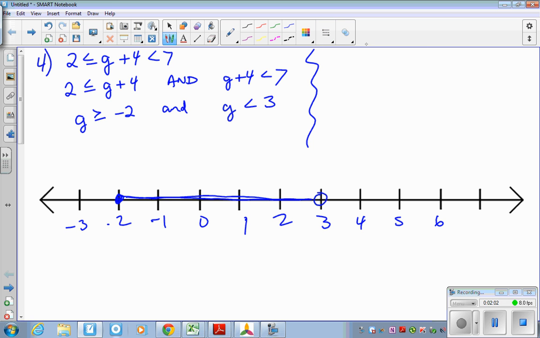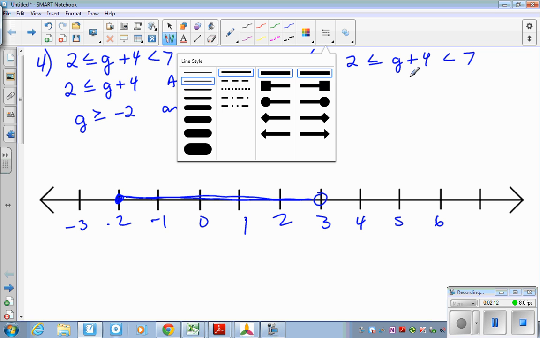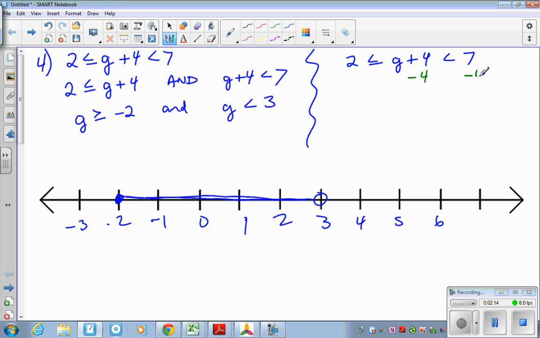Another way you can solve this, some of you may like this better, I didn't show this to you yesterday, but in order to solve for g, you need to subtract 4. As long as you subtract 4 from every spot, so it's not just like an equals where there's two sides, you have the left side, middle, and the right side, you can get the answer. And so negative 2 is less than or equal to g is less than 3. Now you can clearly see the g is in the middle of negative 2 and 3. So that's just another method for you. And I'll go through the rest a little bit quicker.